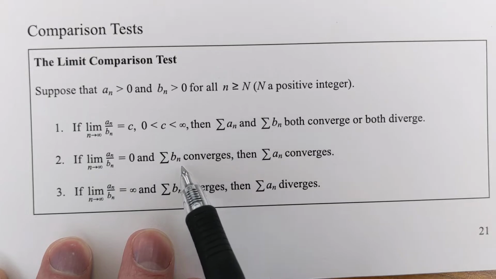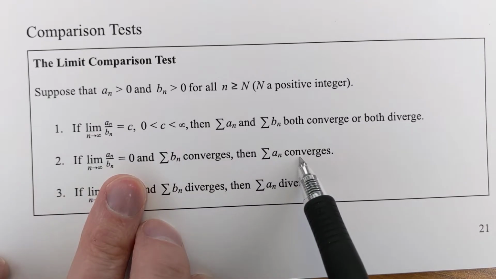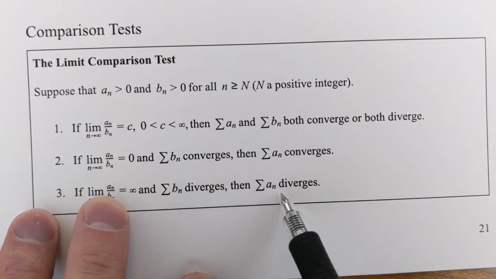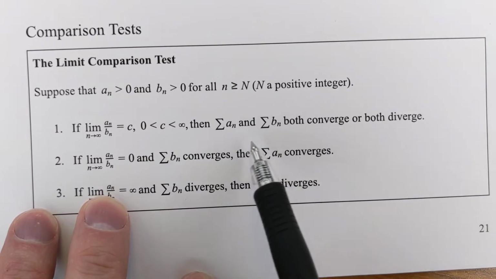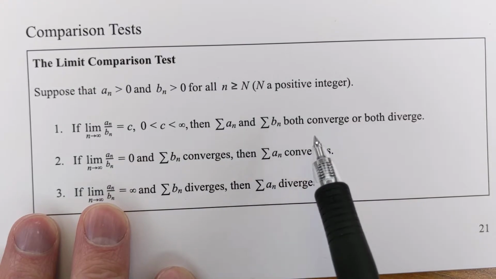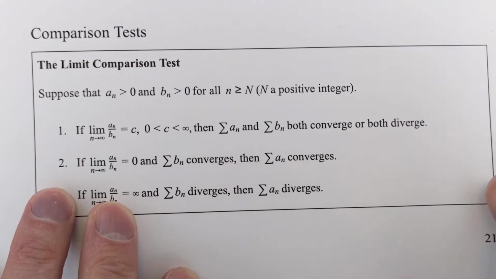If you get 0, and b_n converges, then a_n also converges. If you get infinity and b_n diverges, then a_n diverges. So the thing to be careful of here is when you choose your b_n or your a_n, you need to know whether it is a convergent or divergent series.